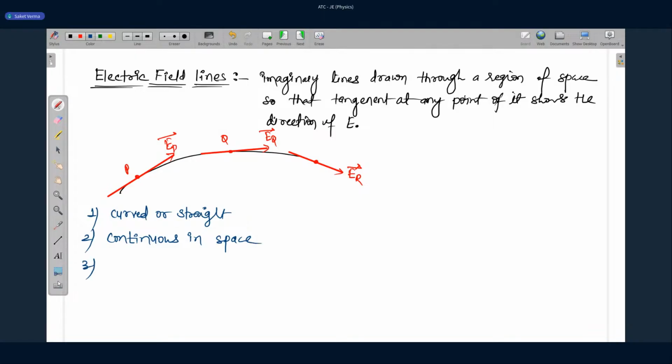They are continuous in space, and they never intersect with each other, so two field lines never intersect. Then the fourth one is that they start from positive and terminate on negative charges. So electric field lines always start from positive and terminate at negative.